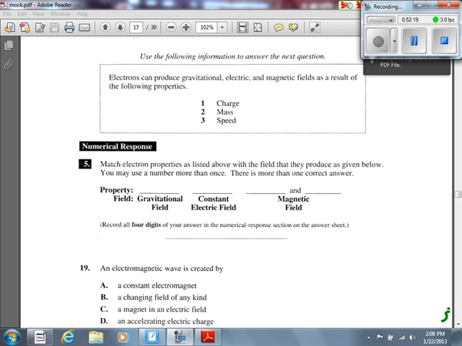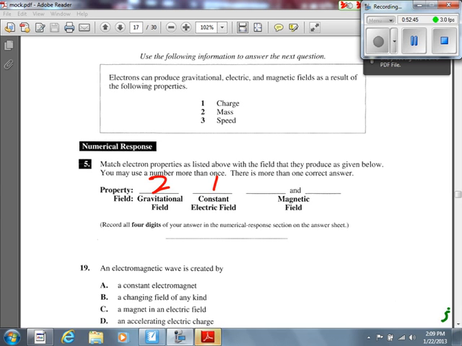The gravitational field is caused by what? Charge, mass, or speed? It's caused by mass. It's got to be 2. There's no other option there. A constant electric field is caused by what? Charge, mass, or speed? Charge. So it's going to be 1.